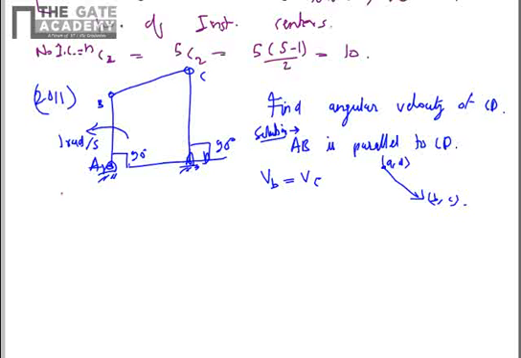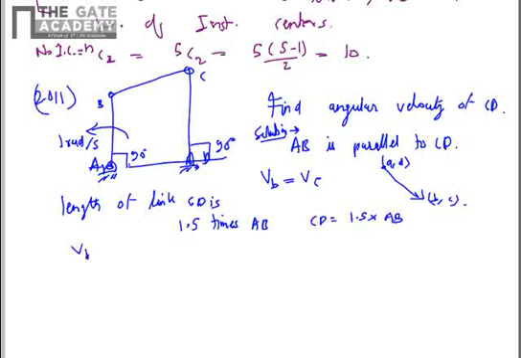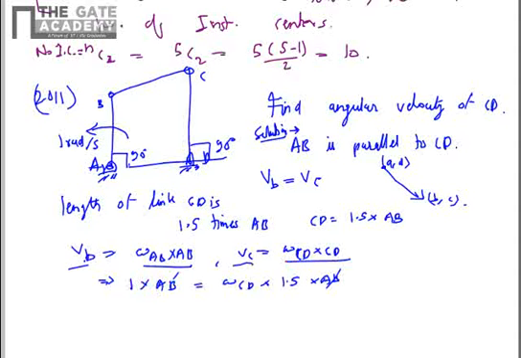The lengths of the links are also given. CD is 1.5 times AB. So VB will be equal to omega AB into length AB, and VC will be equal to omega CD into length CD. Omega AB we know, and VB is equal to VC, so we can equate these two expressions. Omega AB gets cancelled out, and omega CD is 1 divided by 1.5, that is equal to 2 by 3, which is one of the choices in the answers, and you can pick the correct choice.